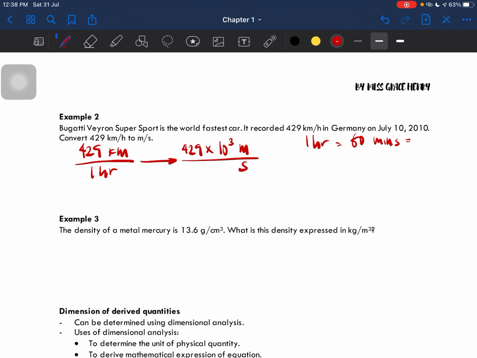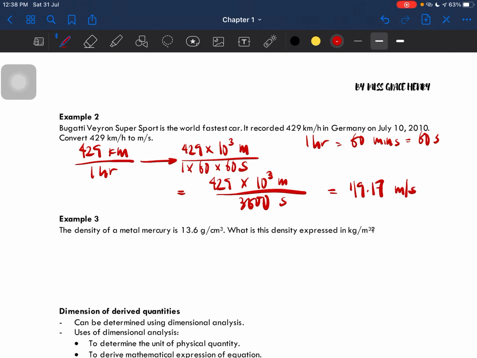1 minute is equal to 60 seconds. Right? So we have to convert this into seconds. So we know that 1 hour changes to minutes, then we have to change to seconds. Okay? So then we can get the value 429 times 10 to the power of 3 meter over 60 by 60, which is 3600 seconds. Then you will get 119.17 meter per second.